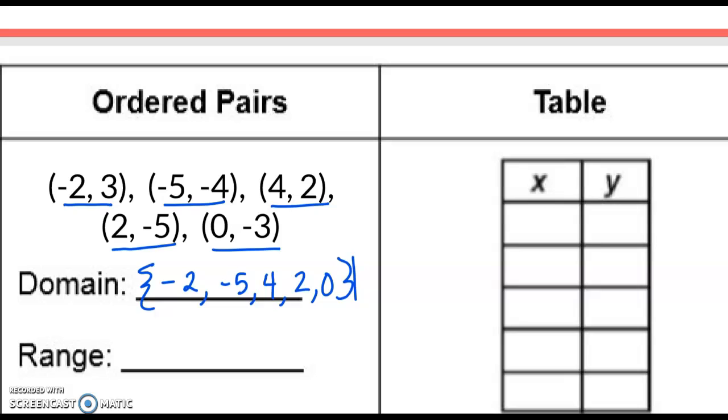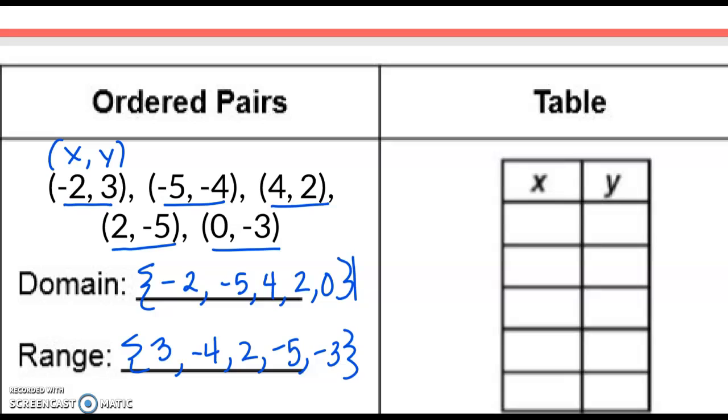The range would be the y values. And so again, we'll just list them, and again, I can't draw the bracket there. That would be the y values. Remember, when you see these, the first value is x, the second value is y. So all the second values are what I'm going to list here: 3, -4, 2, -5, -3.